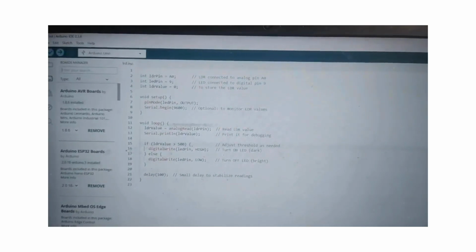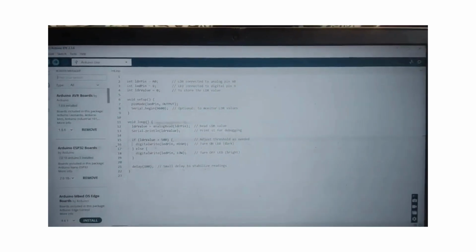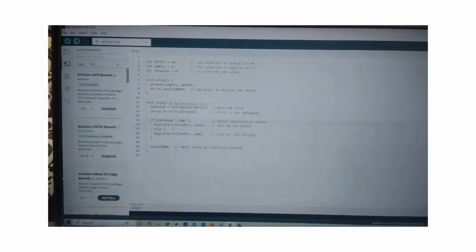After connections are completed, we write the code in Arduino IDE. So we indicate the LDR pin. LDR pin is represented by A0, and LED pin is connected to the ninth one, and LDR value is initially set to 0. After writing the code in the Arduino IDE, click the verify button, and after verification is completed, directly go for the upload. After uploading is completed to the Arduino Uno, let us go for the verification of the output.